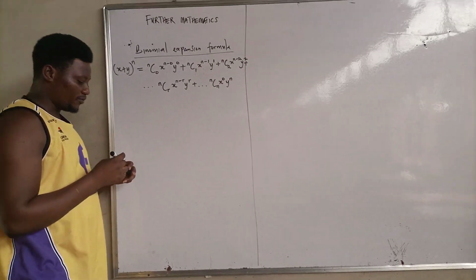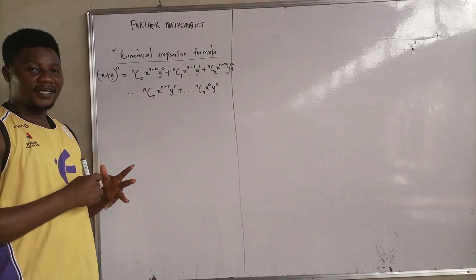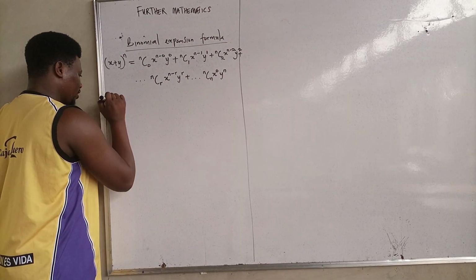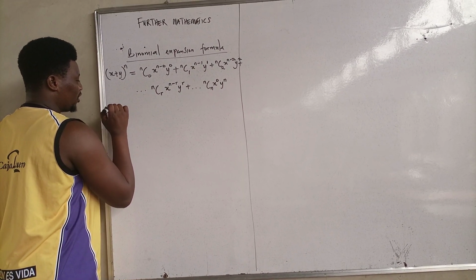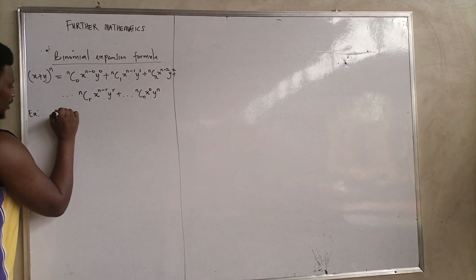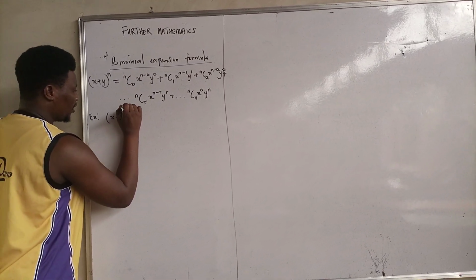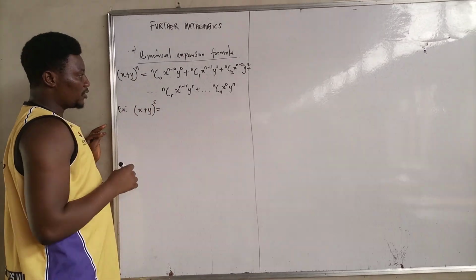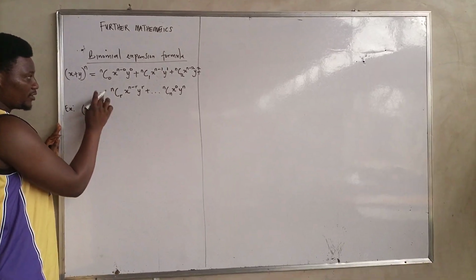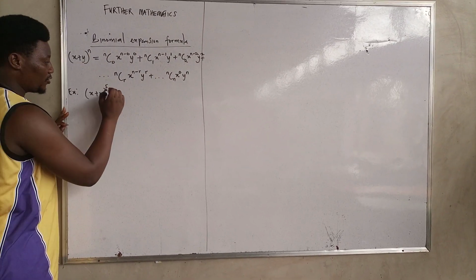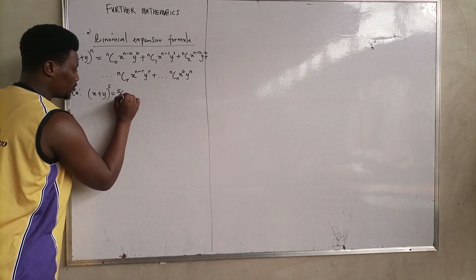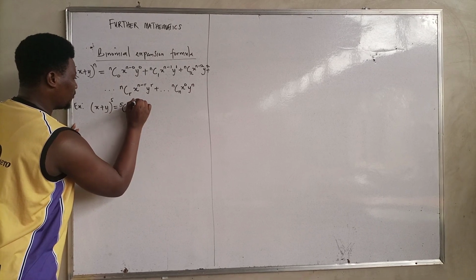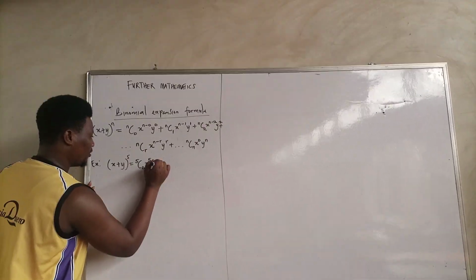So this is what we refer to as binomial expansion. For example, let's quickly look into the expansion of (x + y) raised to the power of 5. From this formula, instead of having n, we have 5 to be the power. So we have 5 combination 0, then x raised to power 5 times y raised to power 0.